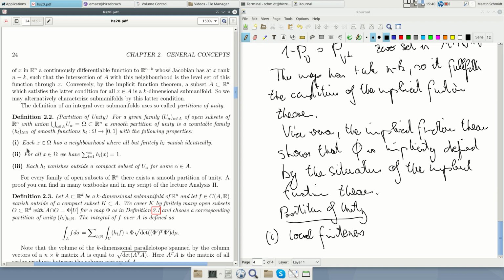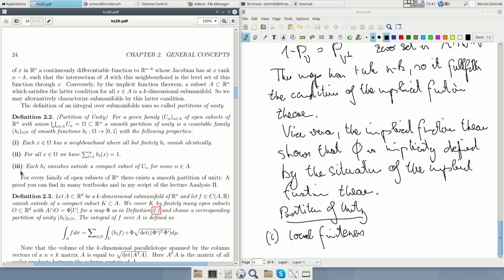Note that due to the first condition, locally, to calculate the sum, we don't need limits. Of course those functions which vanish we can neglect in the sum, and if only finitely many do not vanish on the neighborhood, then on the neighborhood of any point we can restrict the sum to a finite sum, and we don't need to take limits.